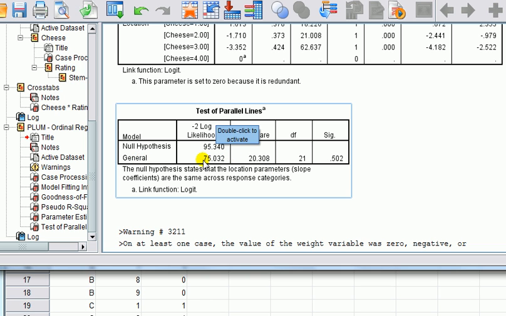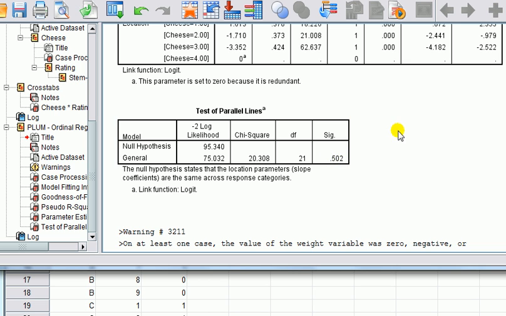Look at this general chi-square, about 20.3, p-value 0.5, so bigger than 0.05, so we have no evidence to reject it. Okay, indeed it's bigger than 0.1, so there's no evidence to reject the null. So that's good. So for our model, it is satisfied.